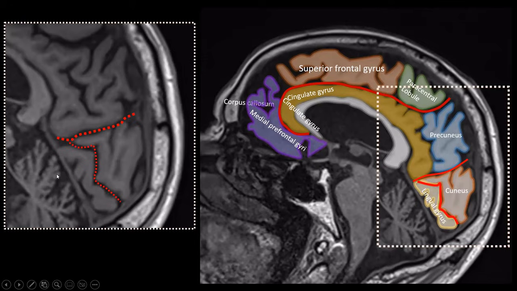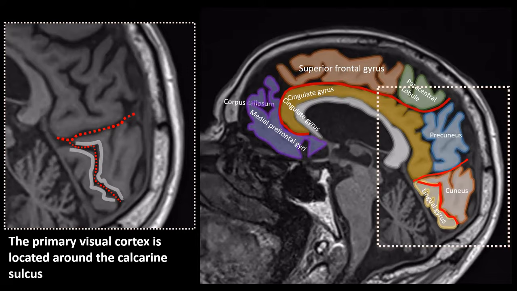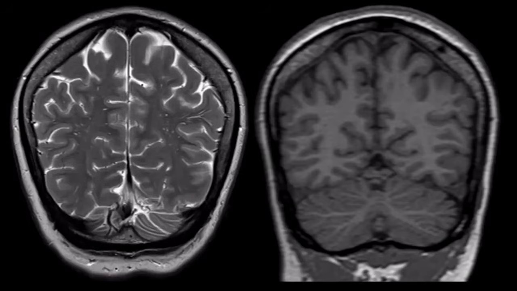Now, where is the primary visual cortex? Along the calcarine sulcus. So it's not specifically located in the lingual gyrus or the cuneus. No, it is located in the cortex of both lingual gyrus and cuneus along the calcarine sulcus.